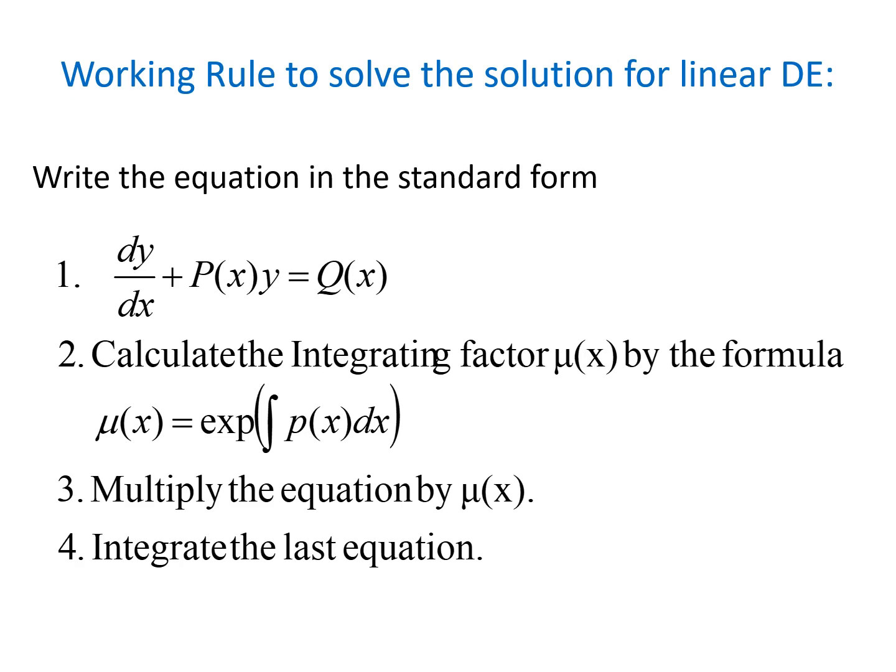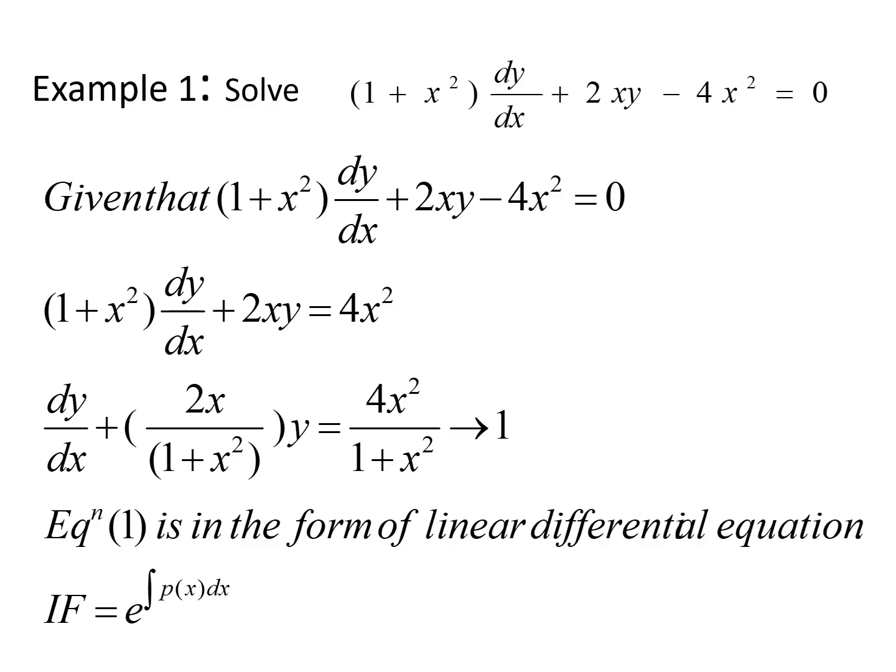Next step, calculate the value of the integrating factor by using this formula, that is mu of x is equal to exponential to the power of integral of p of x into dx. After getting the integrating factor, we have to multiply throughout the equation by mu of x, the integrating factor. Last step, we need to integrate on both sides. Then we get the required solution for the given differential equation.